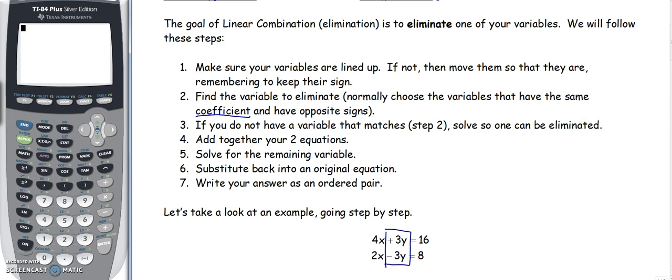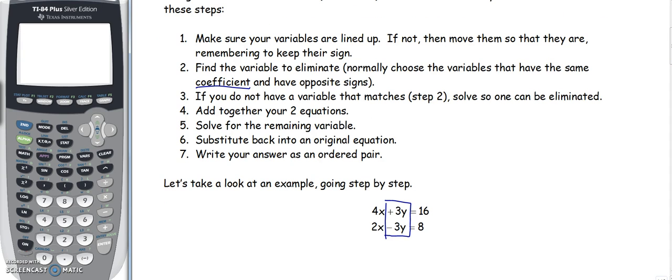Add together your 2 equations. So this is where we eliminate that variable. We are going to add all of these equations together. So you're basically adding your like terms. 4x plus 2x gives us 6x. Your y's cancel out. You bring down that equal sign, and you have 16 plus 8, which is 24.